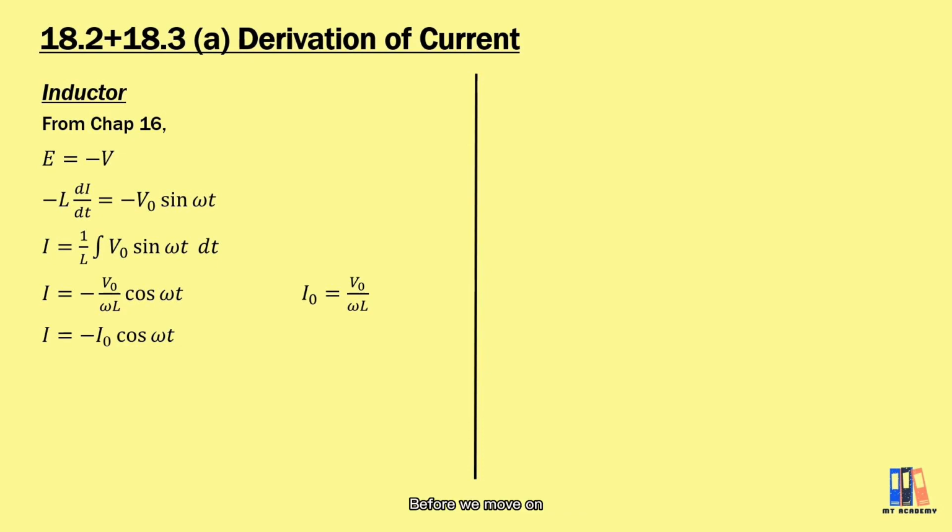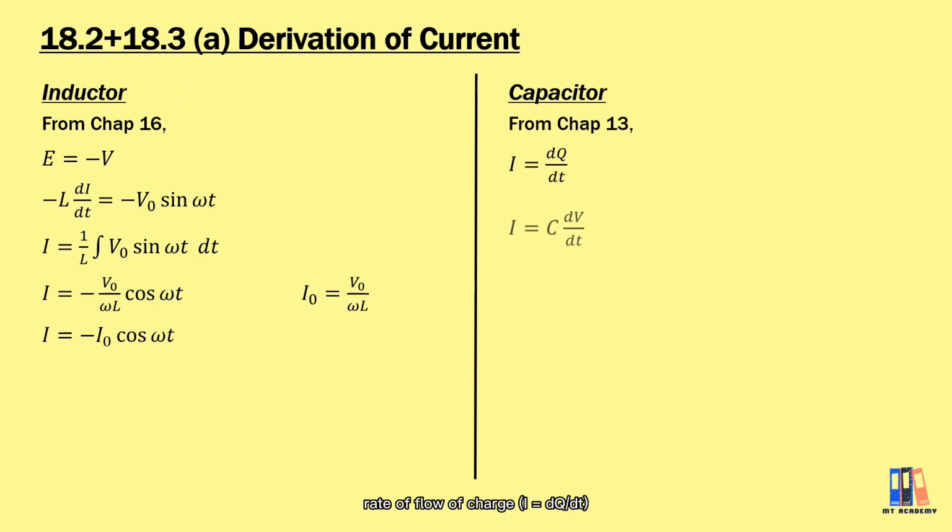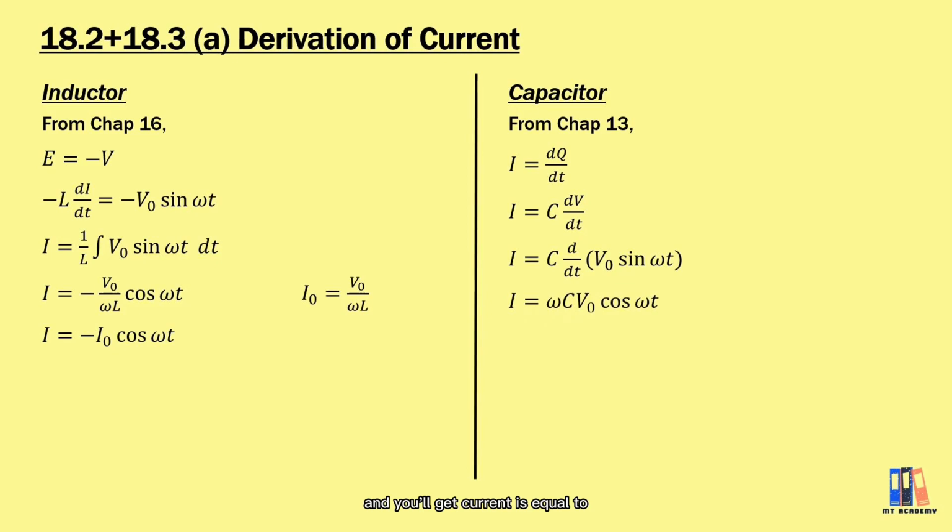So before we move on, let us derive also the current in an AC circuit with a pure capacitor. In chapter 13, we have learned that current is the rate of flow of charge, and the charge in the capacitor Q is equal to CV. Differentiate the formula of the voltage, and you will get current is equal to omega C V0 cos omega t. And again, we can replace omega C V0 as the peak current I0. So we have I is equal to I0 cos omega t.